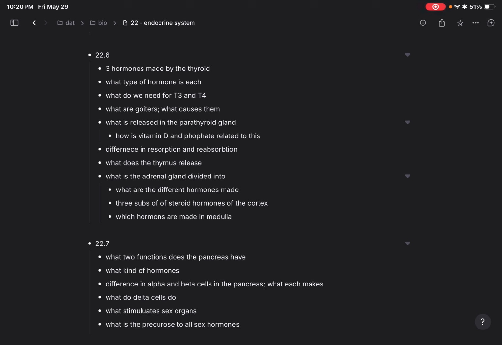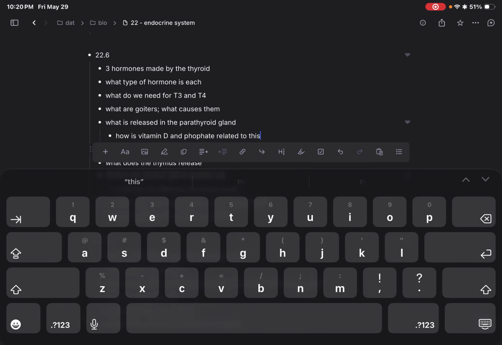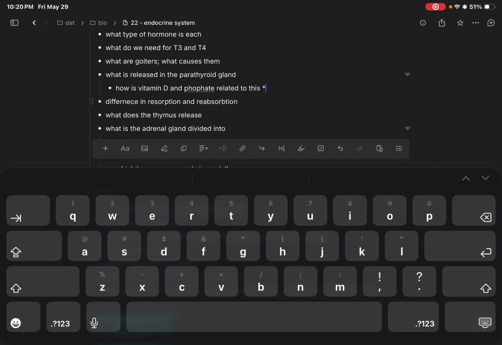How does it do this? It increases osteoclast cells that break down the bone and release calcium. Vitamin D and phosphate are also somehow related to this, and I do not remember how. It converts vitamin D to its active form, which increases calcium reabsorption in the gut. It also lowers blood phosphate levels and increases excretion of phosphate.